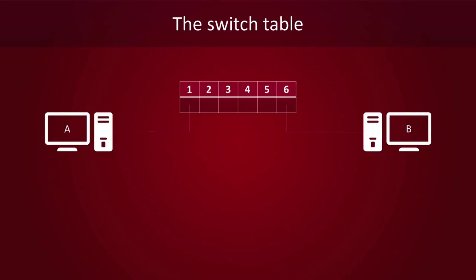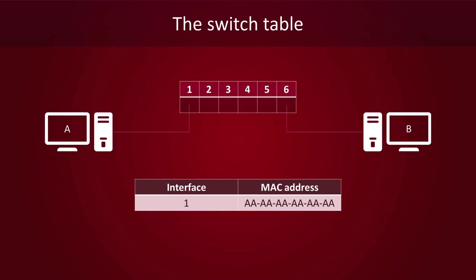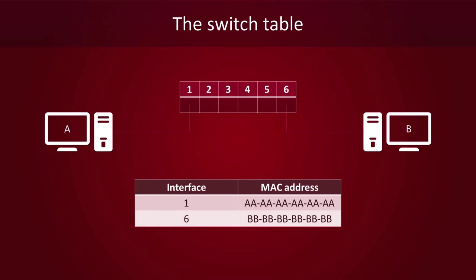They're called MAC addresses. They're not only used for Ethernet connections, Wi-Fi uses it too. If computer A has a MAC address of 6 times AA, then the switch will know that the computer with that MAC address can be reached on interface 1. In addition, we know that computer B, which has a MAC address of 6 times BB, can be found on interface 6. All this information will go into the switch table.